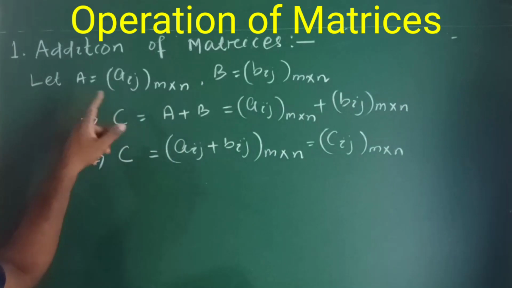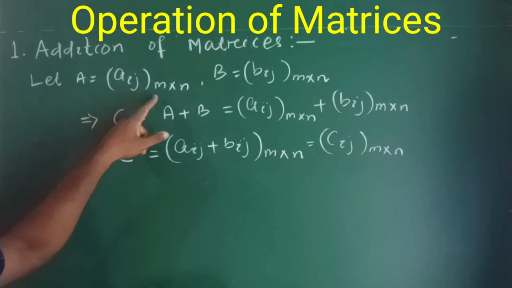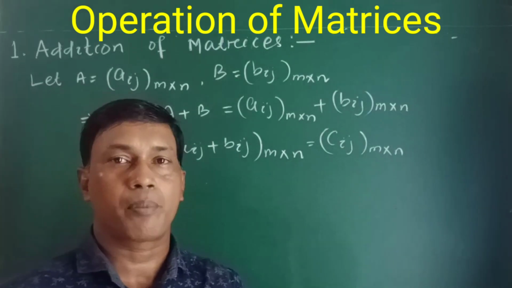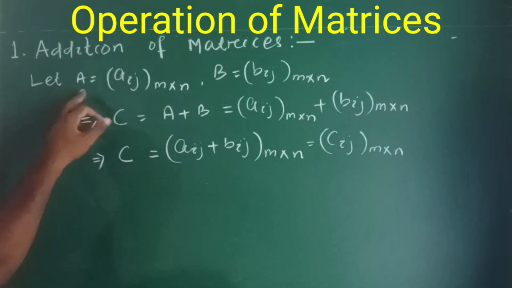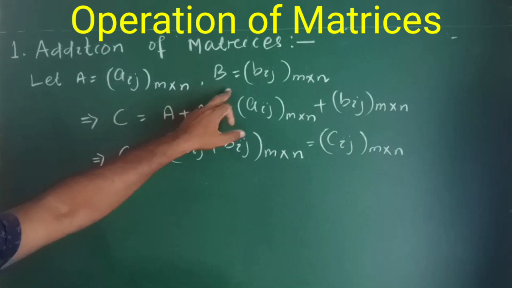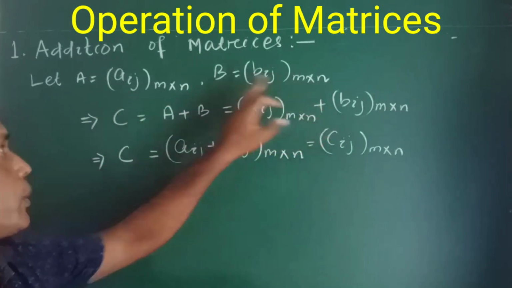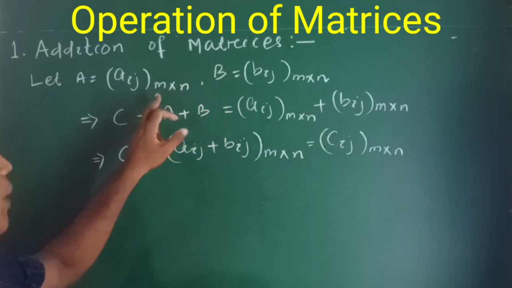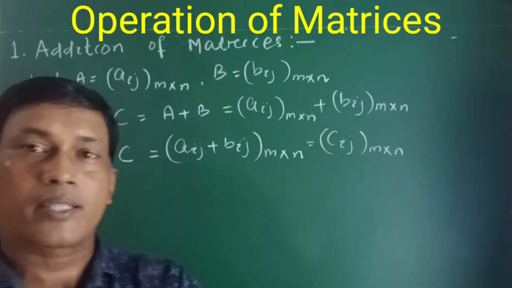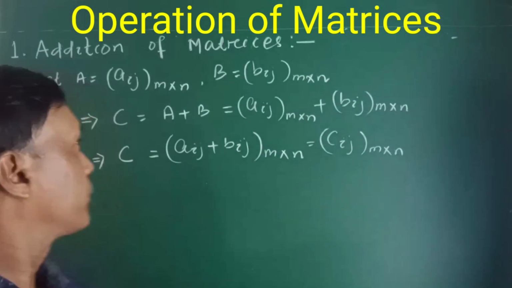So here A is a matrix whose element is Aij and the order is m cross n. In the first class I have already said the notation of a matrix. So A is a matrix of Aij of order m cross n. B is a matrix Bij of order m cross n. So here the two matrices have the same order. The two matrices that we have taken here have the same order, so how can we add now?